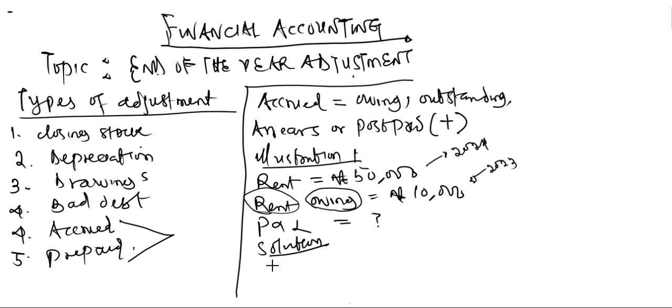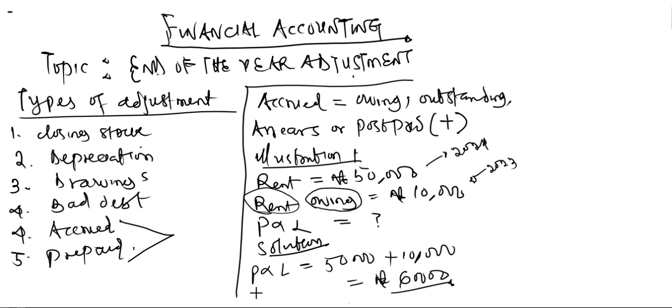For you to know the one that will be posted in the profit and loss account, we need to add it together by saying 50,000 plus 10,000. So we add it together, it shows that the one that will be posted to the profit or loss account is 6,000 naira in the profit and loss account. Just like I said, the adjustment is going to affect the profit and loss as well as the balance sheet. But what we can see here is the one that will be posted to the profit and loss, which amounted to 6,000.